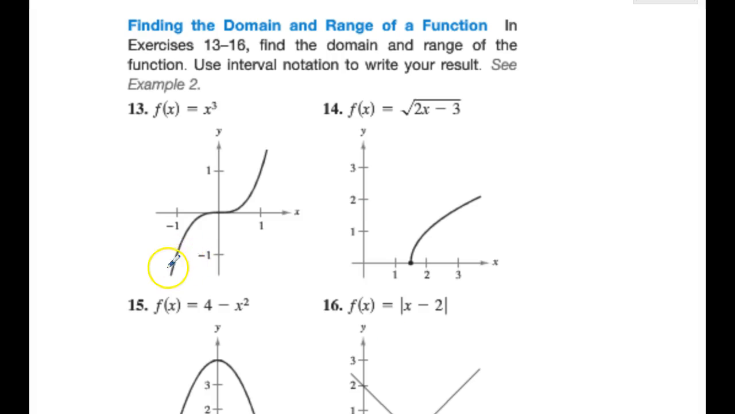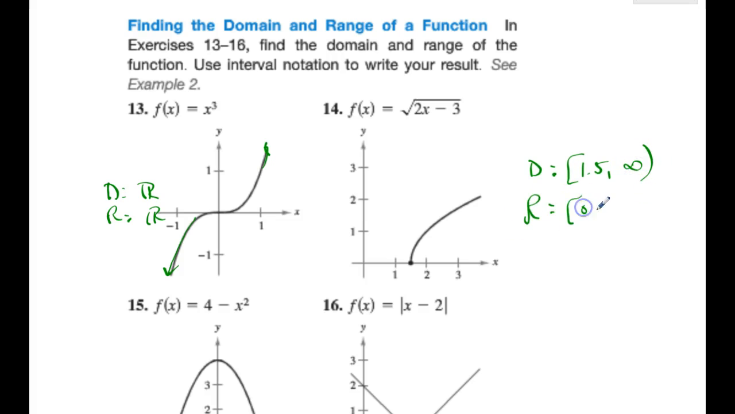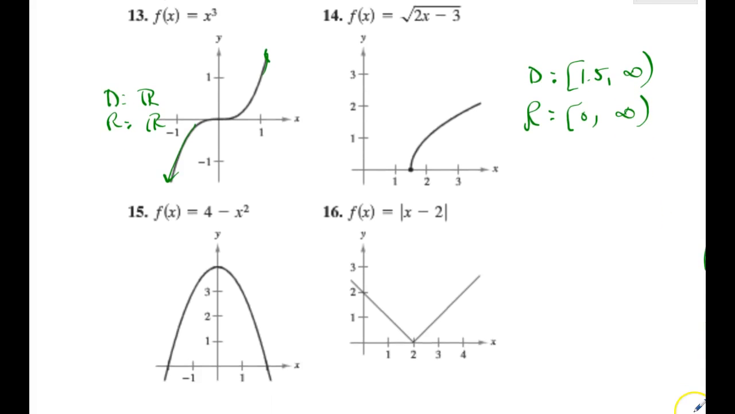The domain here would be all reals, because this goes forever left, forever right, and the range would be all reals as well. The domain here is probably 1.5 to infinity, and the range would be from 0 to infinity. And then I would finish with all of those. It looks like the range here goes from negative infinity up to 4, and I would probably include the 4.